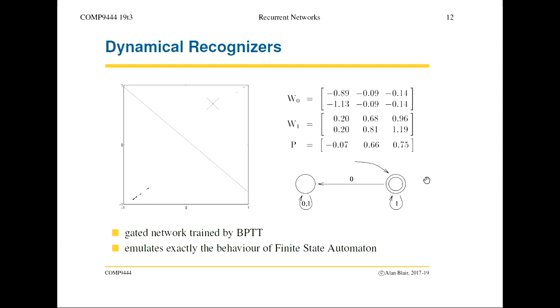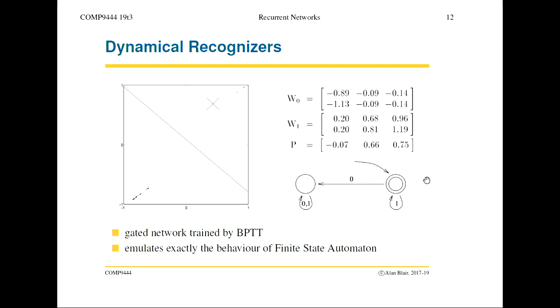The double circle here means that this is an accept state. If you end up in this state, you classify the string as an accept string, and if you end up in another state, you classify it as reject. So this finite state machine exactly accepts the language that you described. It'll accept only those strings that consist entirely of ones. And the interesting thing is, if we train a recurrent network, it actually mimics the behavior of this finite state machine.